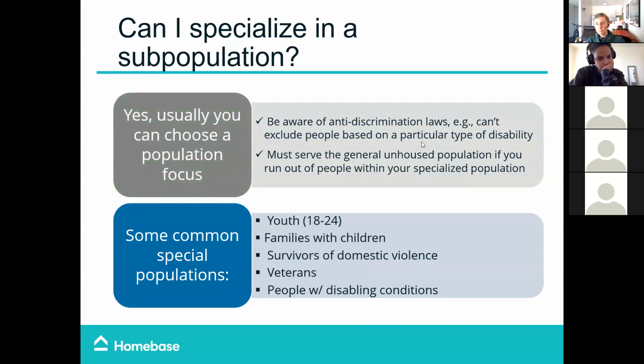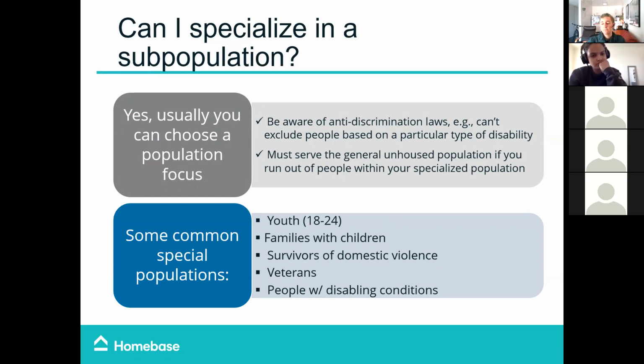So some common special populations, these are pretty much the special populations that we see. Youth 18 to 24, families with children can be a specific target population. Survivors of domestic violence, so people who are fleeing. Veterans, people with disabling conditions as a general category. These are very common special populations.